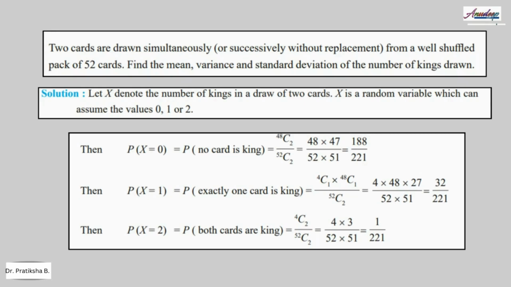So that is what is a favorable case. And the total number of cases will be from the 52, we are selecting 2 cards. So it will be 48C2 upon 52C2, and you get the answer as 188 by 221.